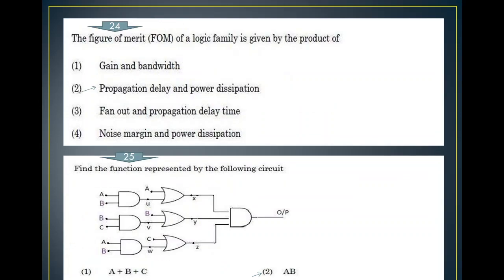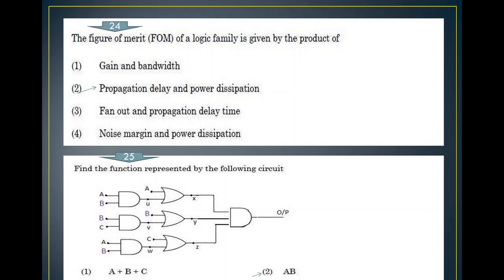Next question, question number 24. A figure of merit of logic family is given by the product of option first, gain and bandwidth; second, propagation delay and power dissipation; third, fan out and propagation delay time; fourth, noise margin and power dissipation. Correct option second. That means the figure of merit of logic family is given by the product of propagation delay and power dissipation.